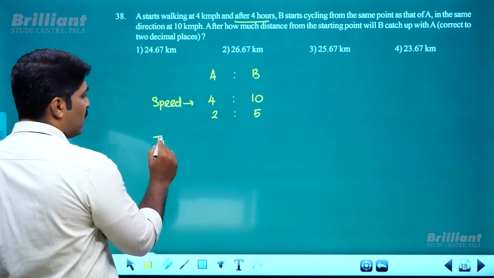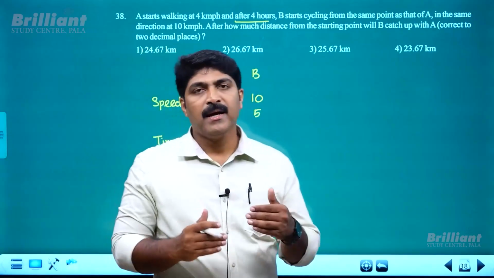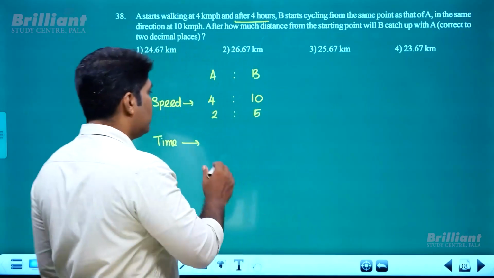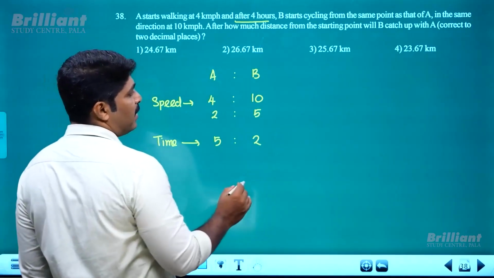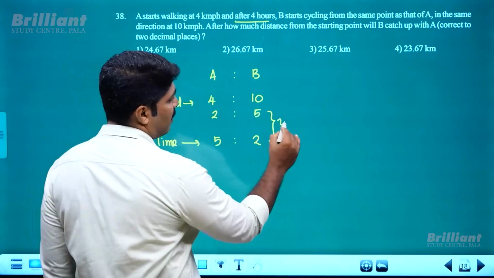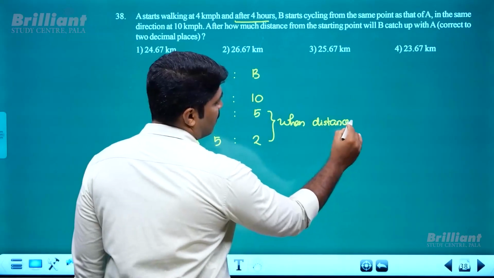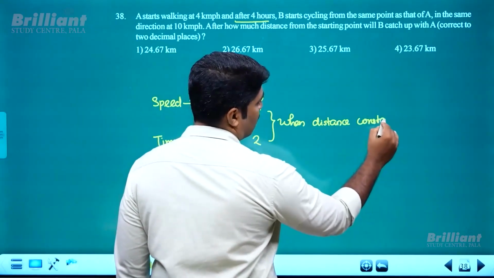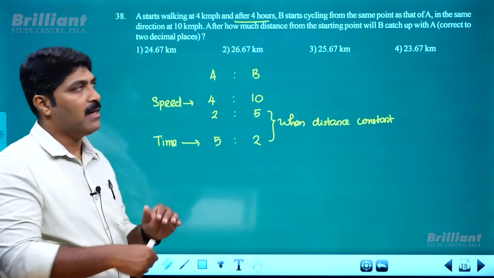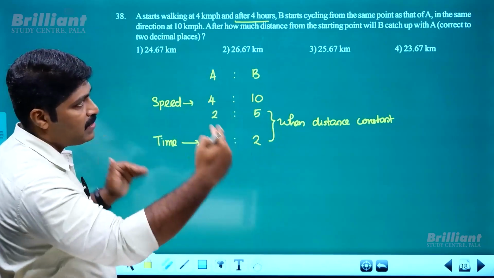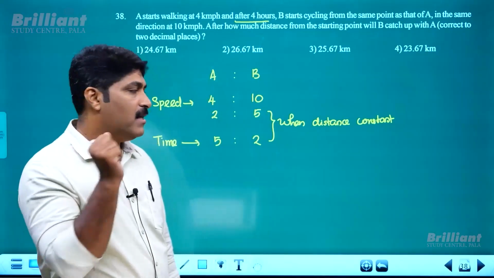Then what is the ratio of their time? The ratio of their time, in the sense when they are covering a constant distance. At that time, the ratio of time is the inverse of the ratio of speed. So the basic assumption here is that the distance is constant. Got it? That means each of them covered a constant distance. That's the logic here. A reached a particular point, and at that instant B caught up. So they covered equal distance. The time and the speeds are different.